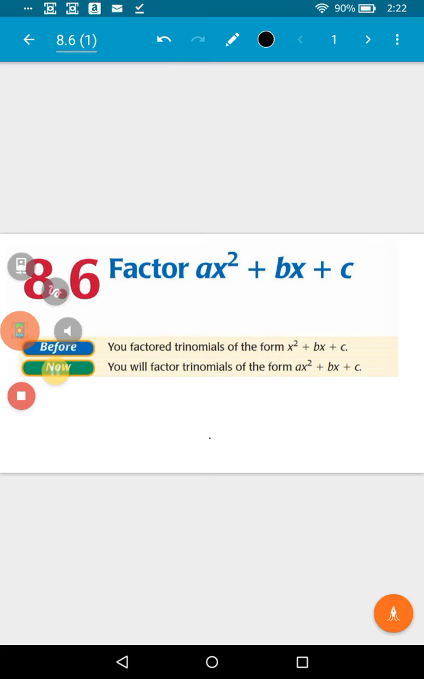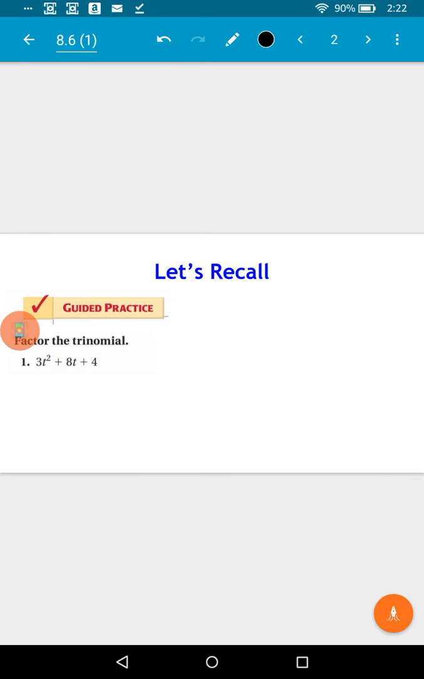Okay guys, so let's just start again. From 8.6 we are going to do part 2 today. In 8.6 we were speaking about factoring trinomials when a is greater than 1. So let's take a look at our first example. I have here: factor the trinomial 3t to the second plus 8t plus 4.